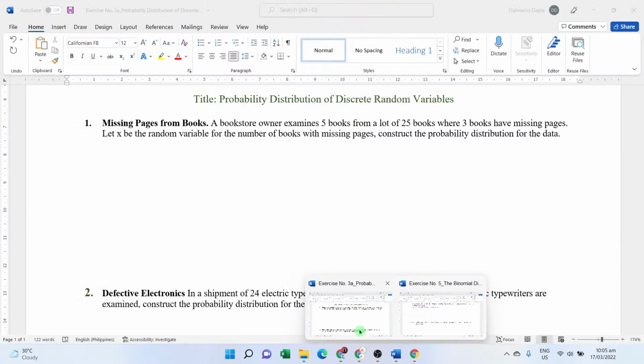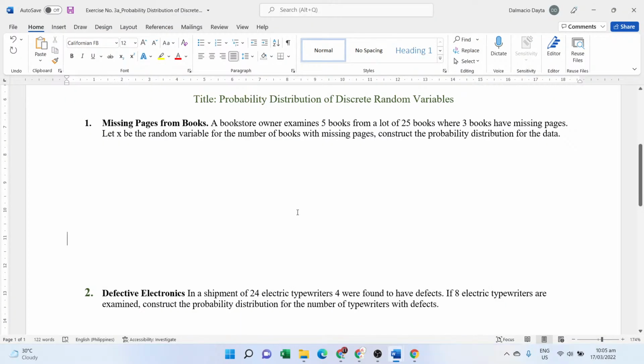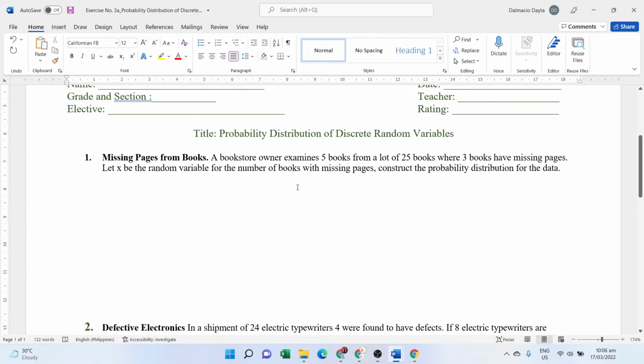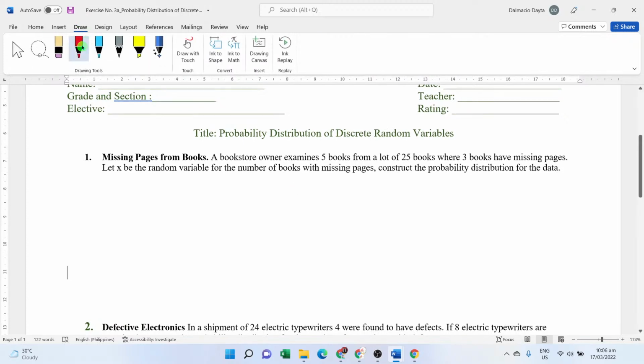Okay? So let us answer this one. It's already 11:05. This is a continuation. I was not able to discuss this with 11D last time. But still, you have to check your exercises here. Probability distribution of discrete random variable. This time, this is making use of the hypergeometric distribution. In grade 10, you learned about simple probabilities and other methods of solving probabilities. Okay? So let us begin.